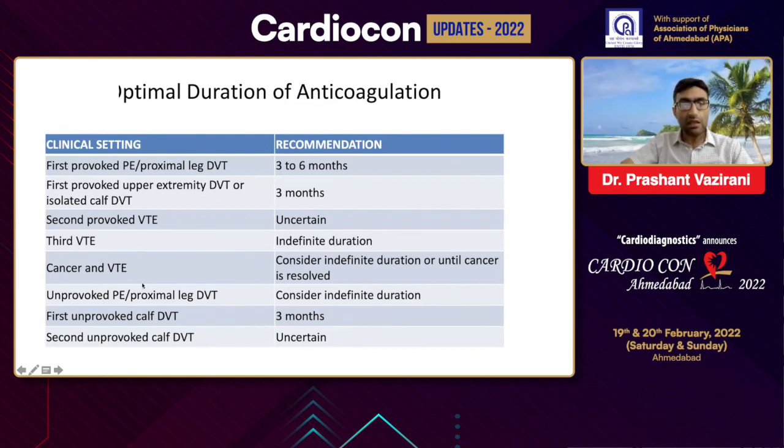If it is cancer, then usually it is indefinite or until the cancer is treated. Unprovoked proximal leg DVT is usually indefinite. A first unprovoked calf DVT is usually 3 months, while for a second unprovoked calf DVT, the duration is uncertain.